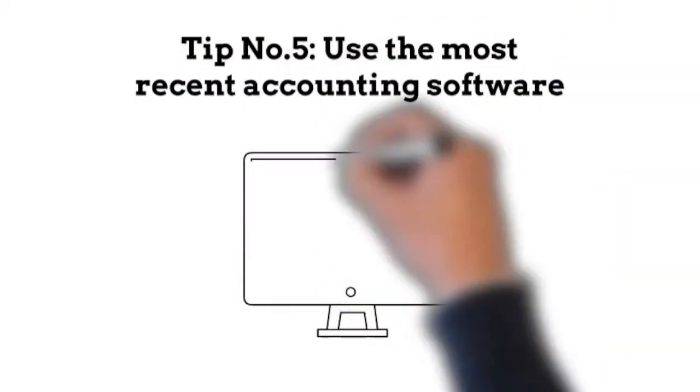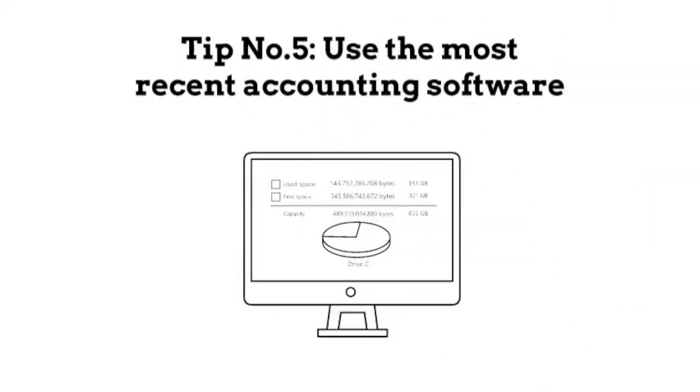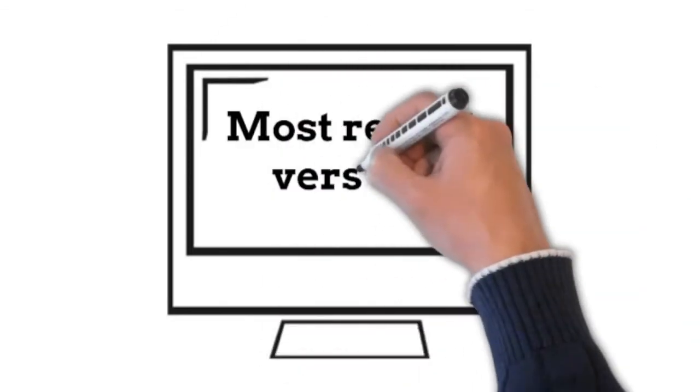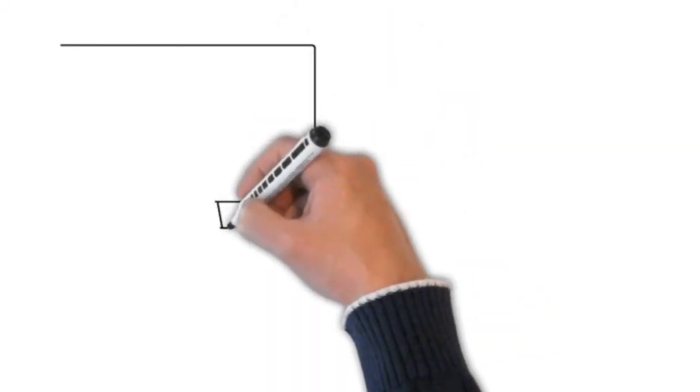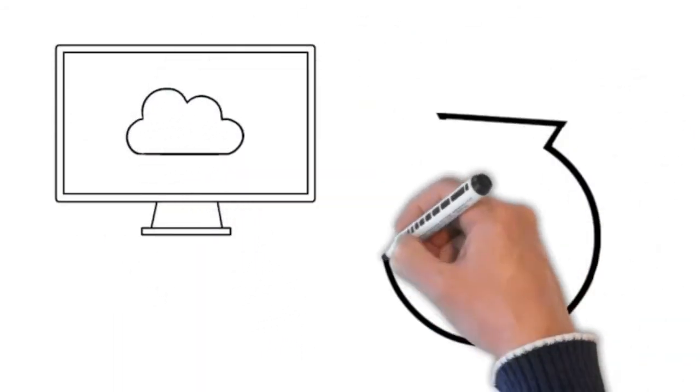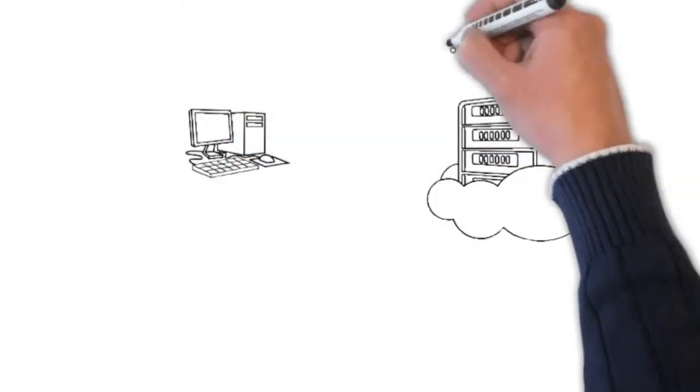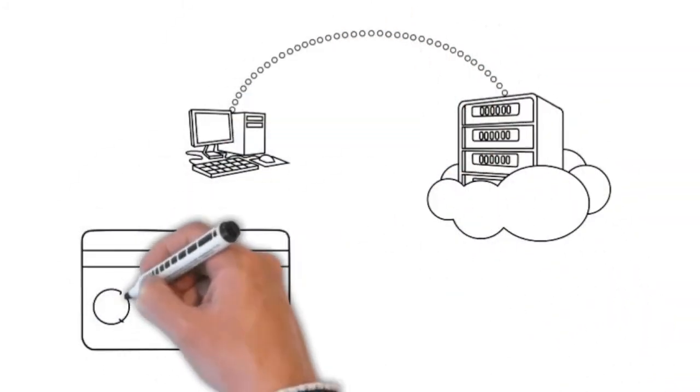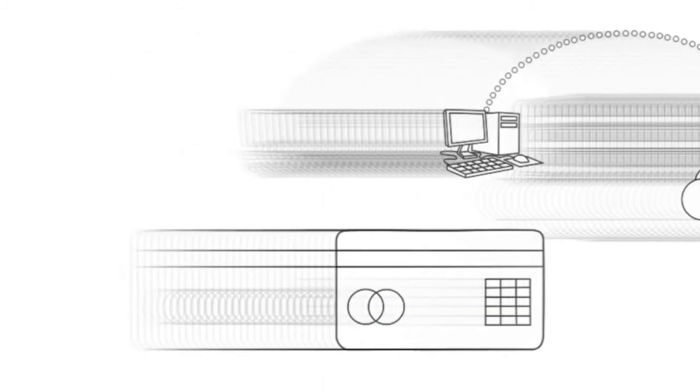Tip number 5. Use the most recent accounting software. Utilize the most recent version of your accounting software. Improving software and cloud-based versions to streamline the overall accounting process is a continuous process. Cloud-based solutions are automatically updated, whereas desktop software must be purchased every few years to remain current.